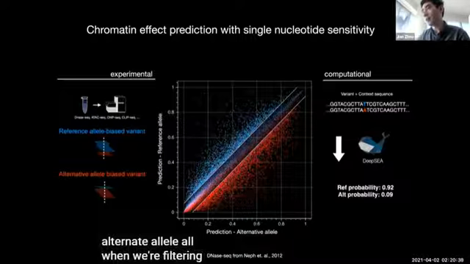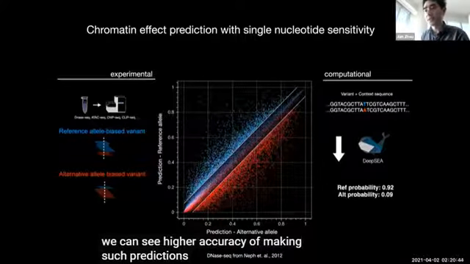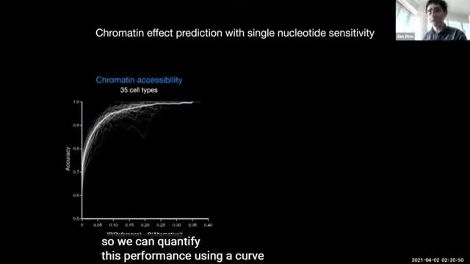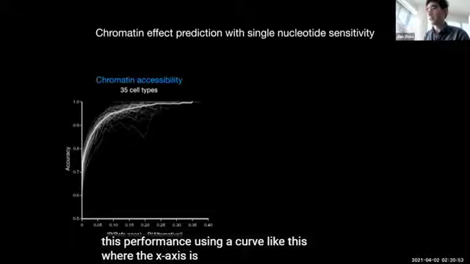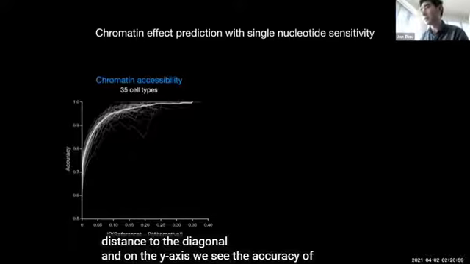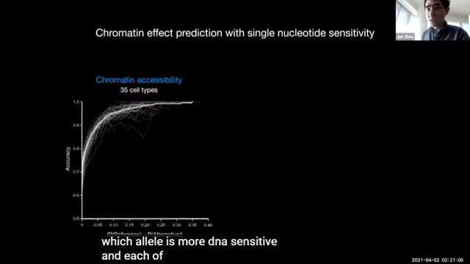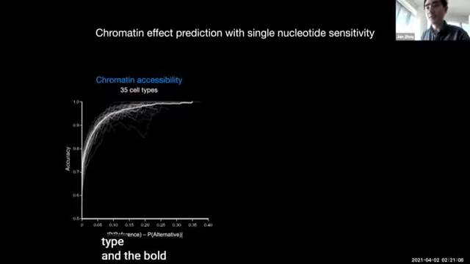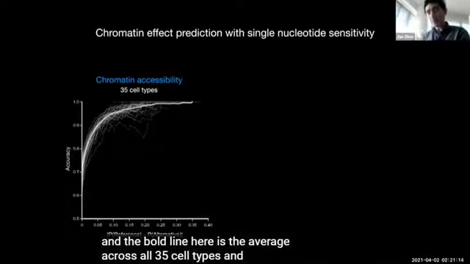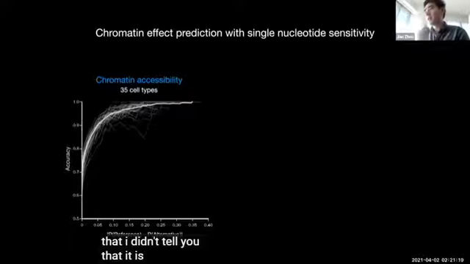Or when we're filtering for predictions that are most confident, we can see higher accuracy of making such predictions. So we can quantify this performance using a curve like this, where the x-axis is essentially the distance to the diagonal. And on the y-axis, we see the accuracy of predicting which allele is more DNA sensitive. Each of those lines here is one cell type, and the bold line here is the average across all 35 cell types.